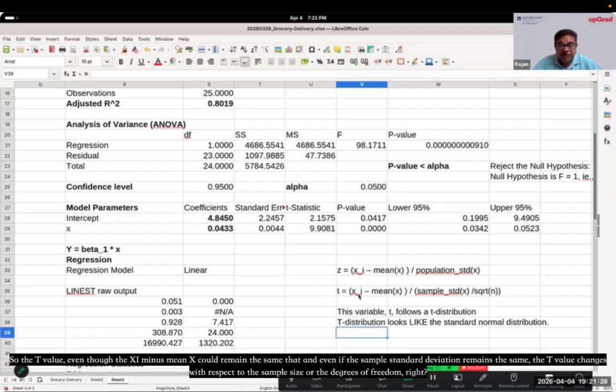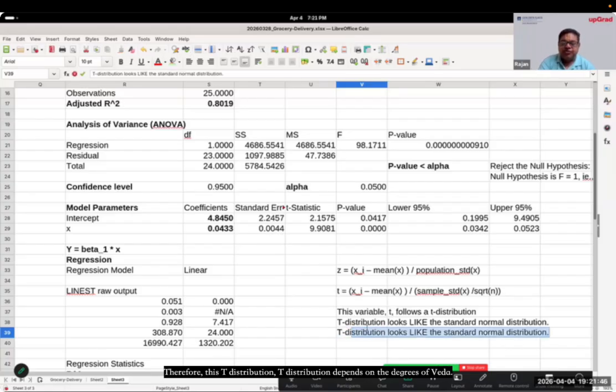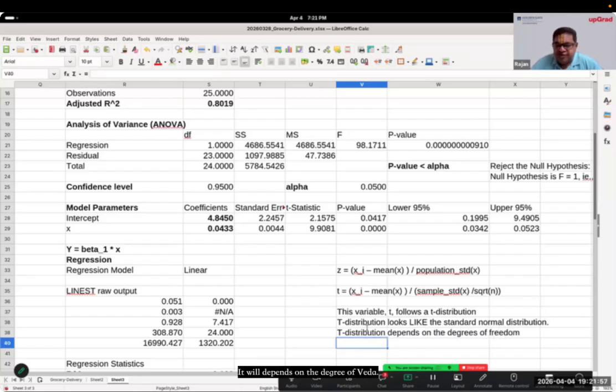But you see, if I change n, in one sample I might have had 36, in another sample I might have had 49. So the T value, even though the xi minus mean x could remain the same, and even if the sample standard deviation is the same, the T value changes with respect to the sample size, or the degrees of freedom. Therefore, after cleaning the data, then you start fitting a regression model. Then do the diagnostics on the regression model.